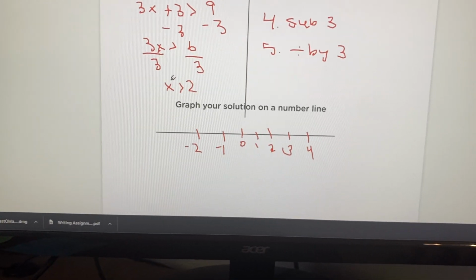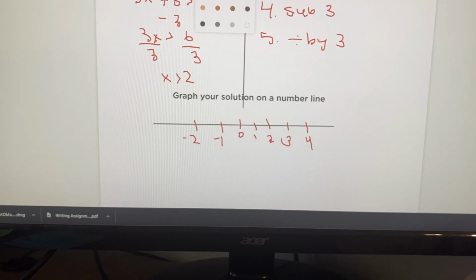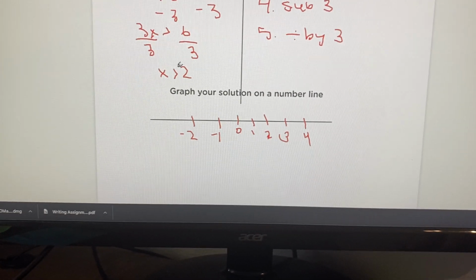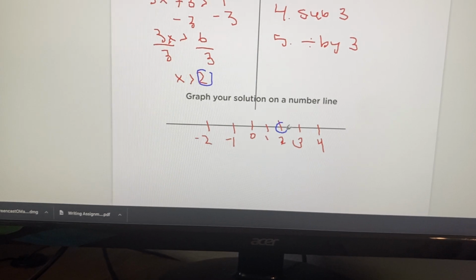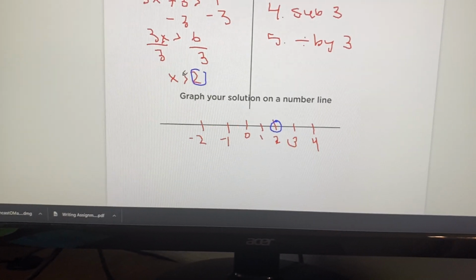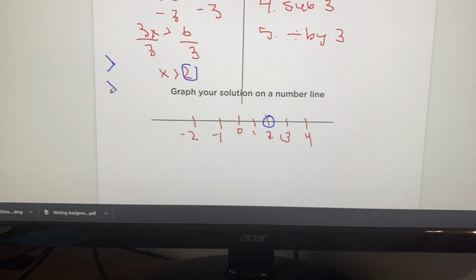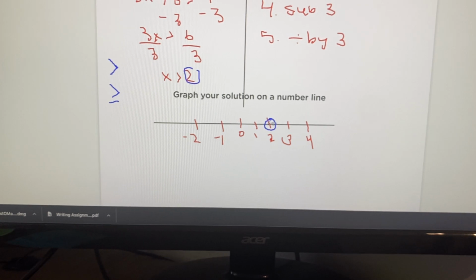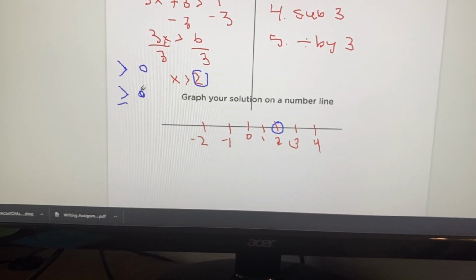I want to, first of all, put a circle. I'm going to do this in blue so that it's a little bit different. My solution here would be 2. So where the positive 2 is, I'm going to put a circle. And I'm actually going to leave this circle open because my sign is just a greater than sign. If it was greater than or equal to, then I would color this blue circle in. But because it's greater than, I'm going to leave it open.